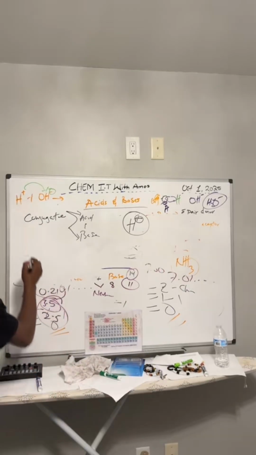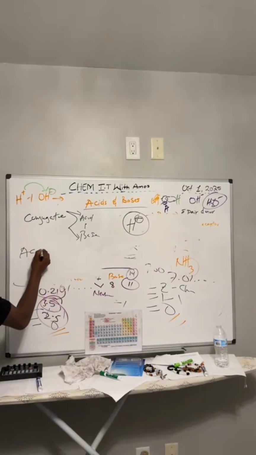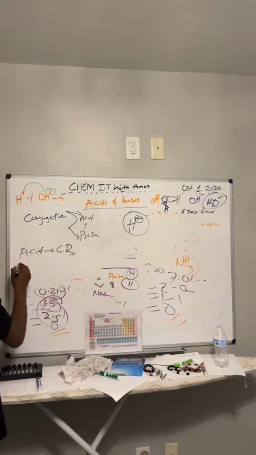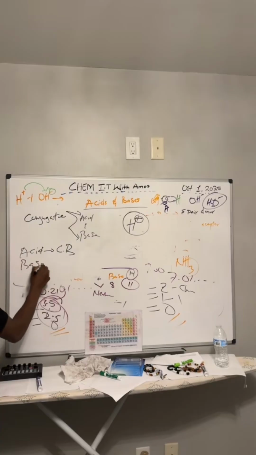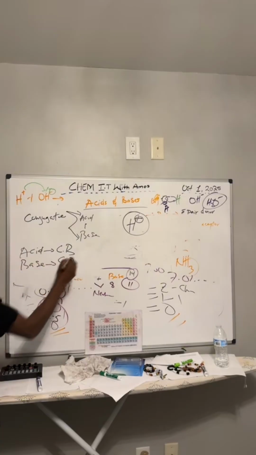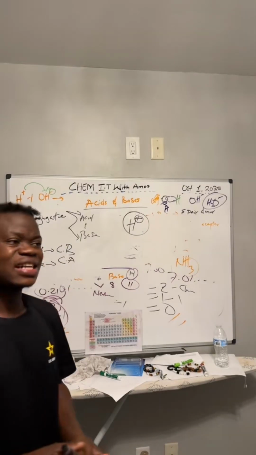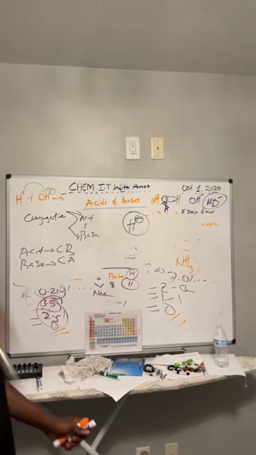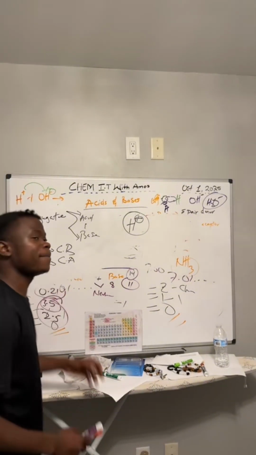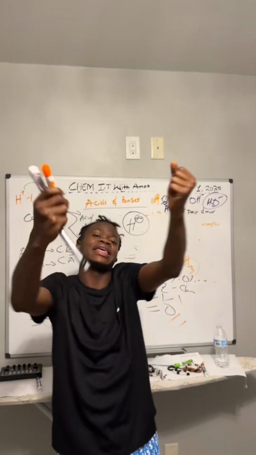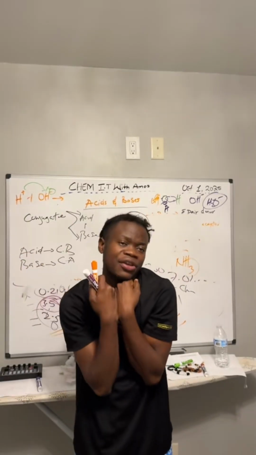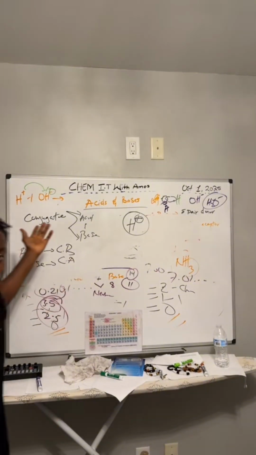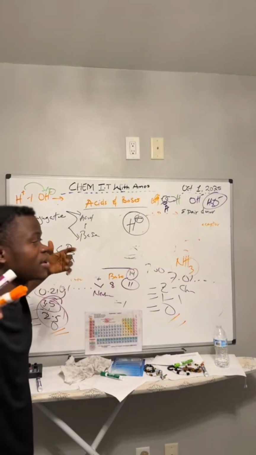So we can say that an acid forms a conjugate base, and a base forms a conjugate acid. When an acid donates or loses a hydrogen ion, it forms a conjugate base. Get that clear? And when a base accepts or gains a hydrogen ion, it forms a conjugate acid. So it's very easy to understand, right? I hope I'm making sense.